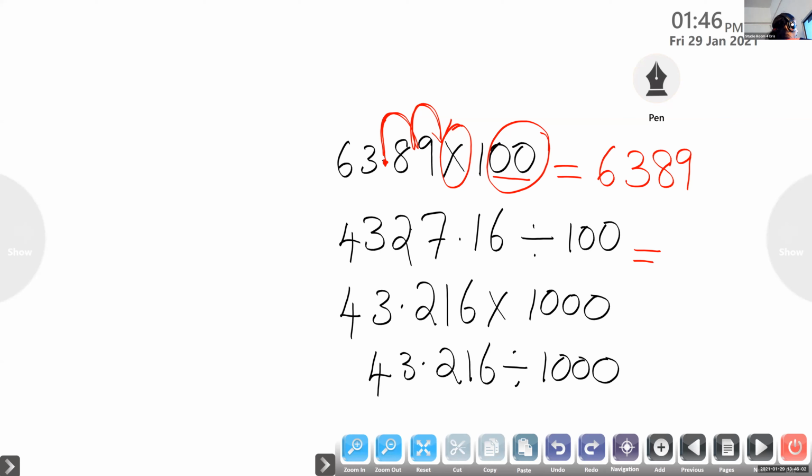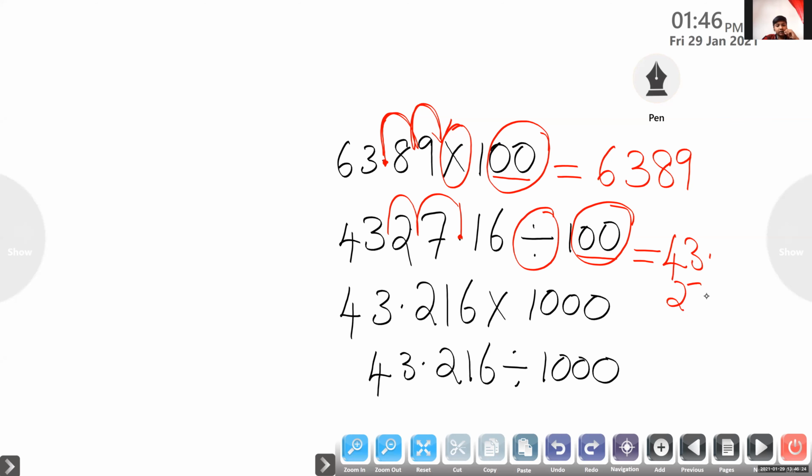Yes. When you divide, and here there are 2 zeros, what will be the answer? You have to move this decimal point. Which side? Left side. How many digits? 2 digits. 1, 2. So what's the answer? 43.27. 43.2716.